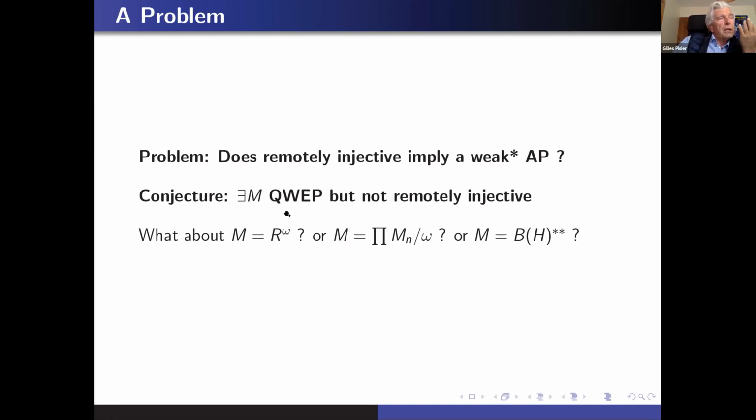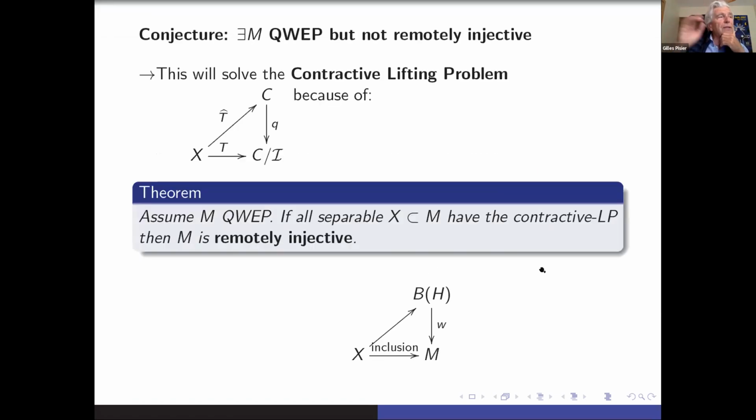More explicitly, it should be, again, the ultrapower of the hyperfinite factor, or an ultraproduct of matrix algebras over all dimensions n, or the bidual of B(H). And the reason that I ask this is that if the answer to this conjecture is positive, then I can solve the contractive lifting problem.